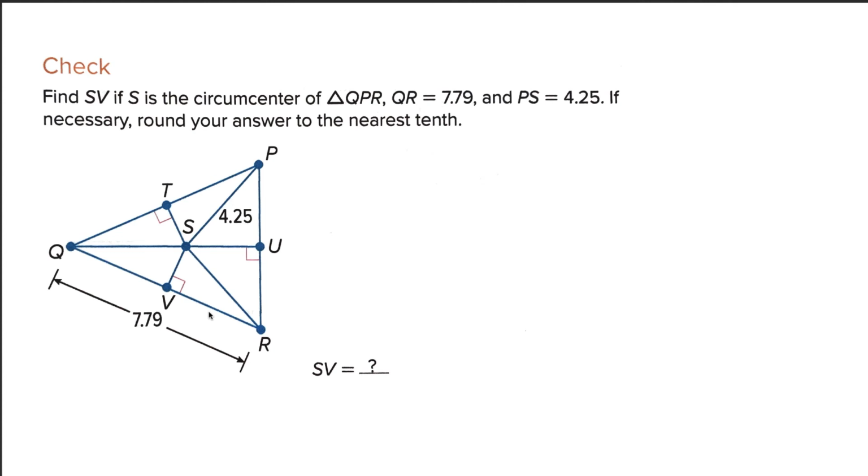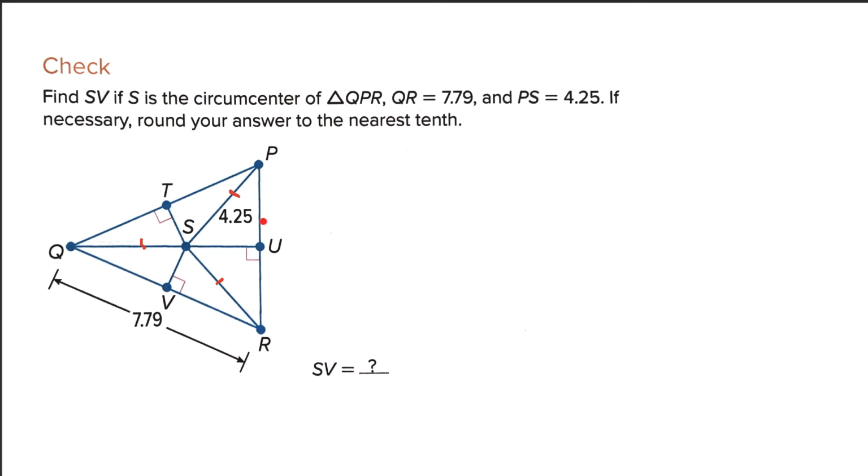So here we go. S being the circumcenter means that all of these segments have been bisected, but it also means that it's the same distance from S to every vertex. So all of those pieces are the same as well. So if SP is 4.25, that means SR and SQ also are.